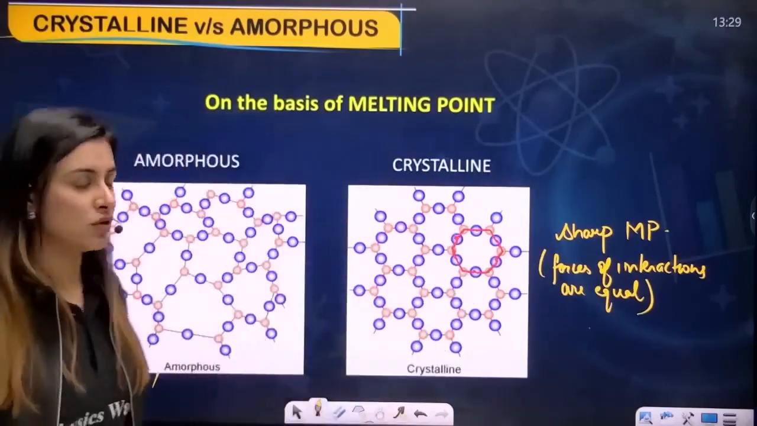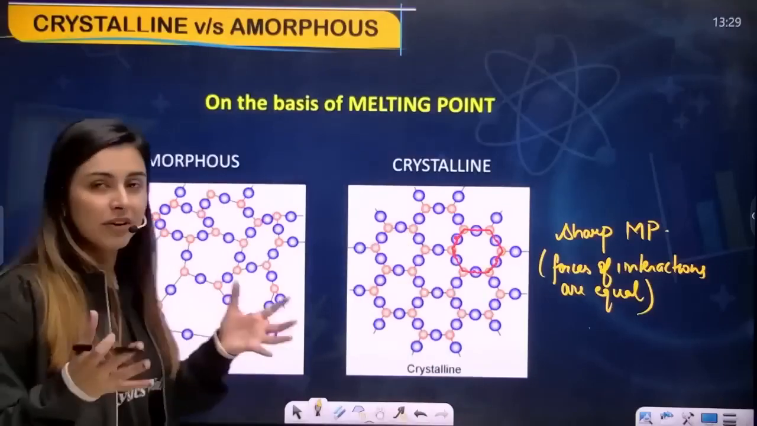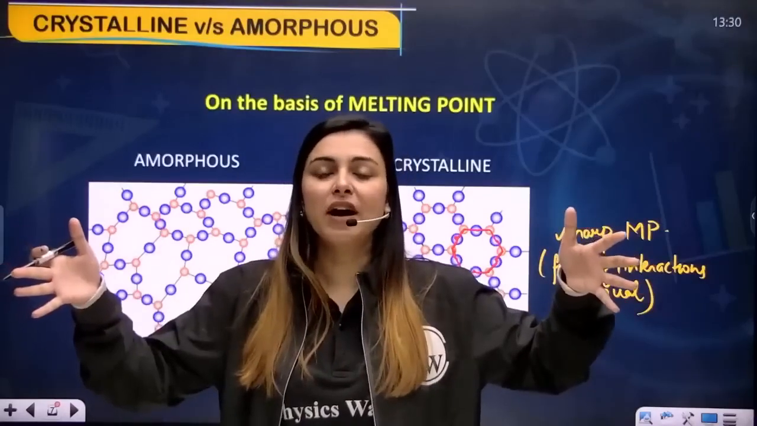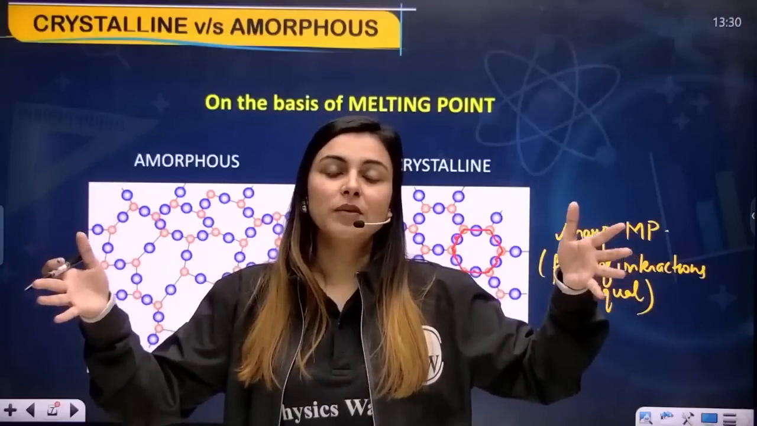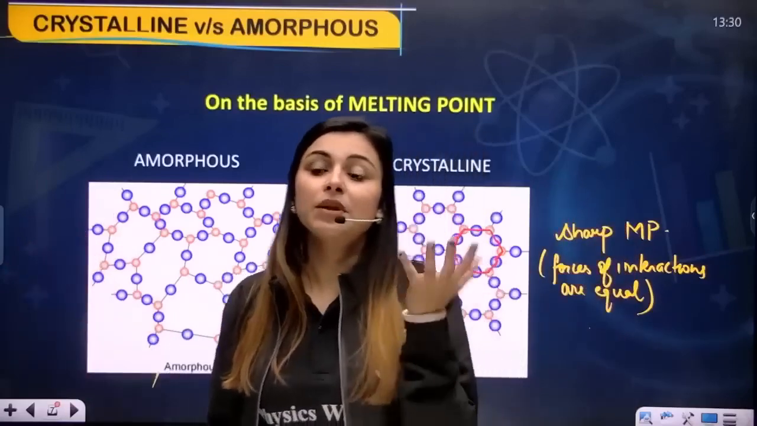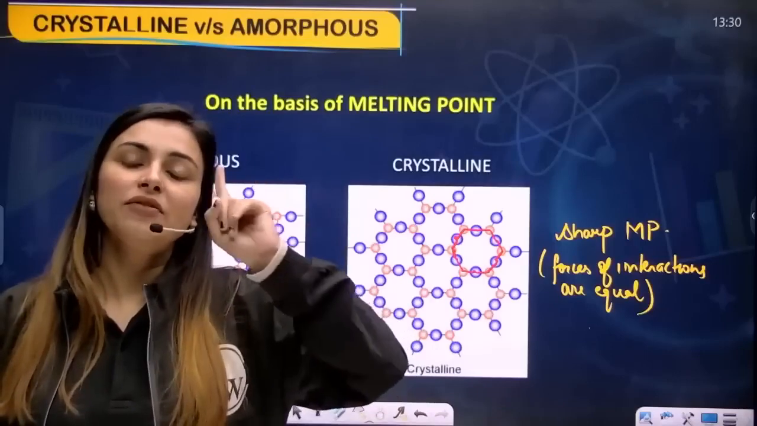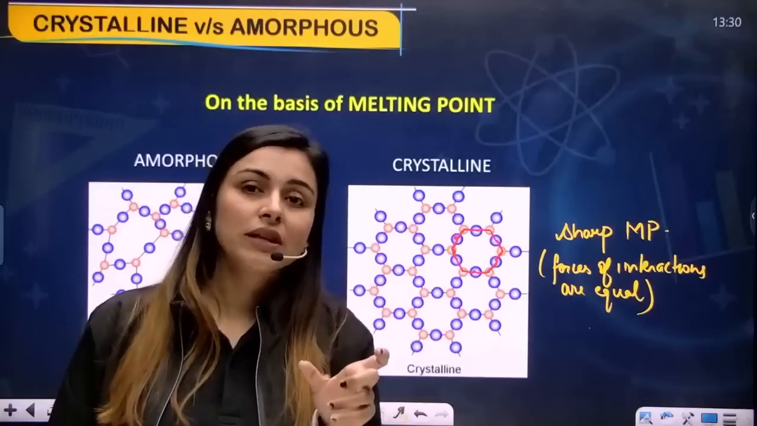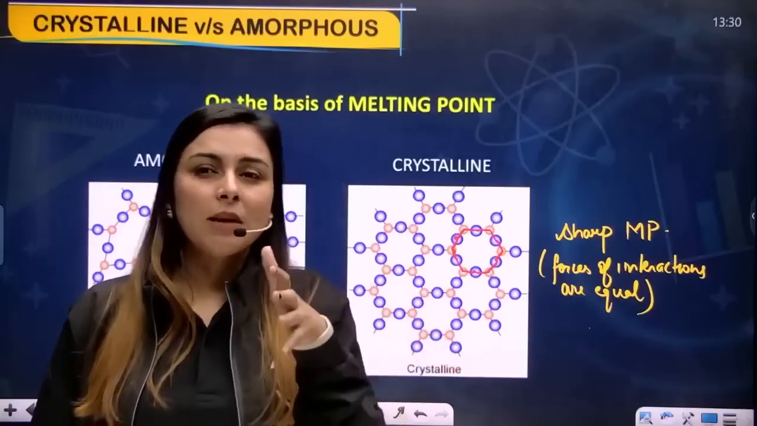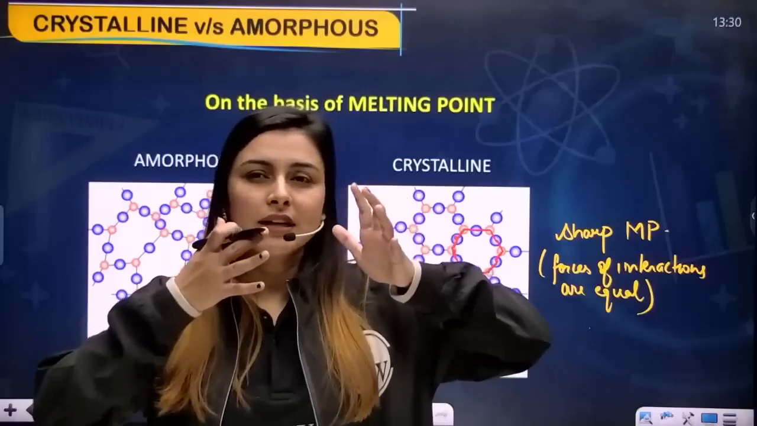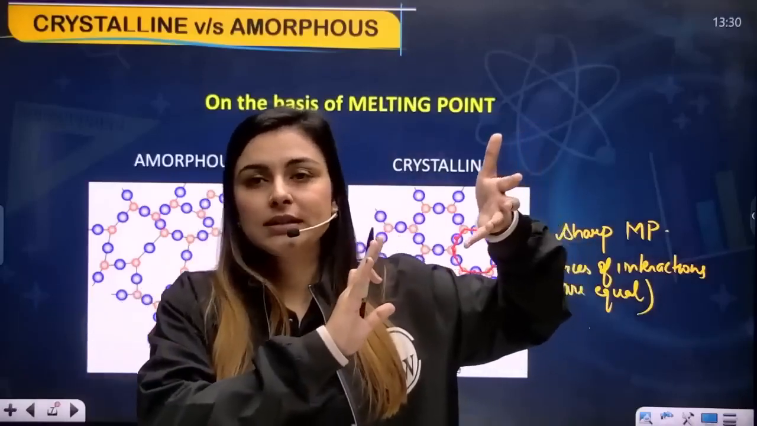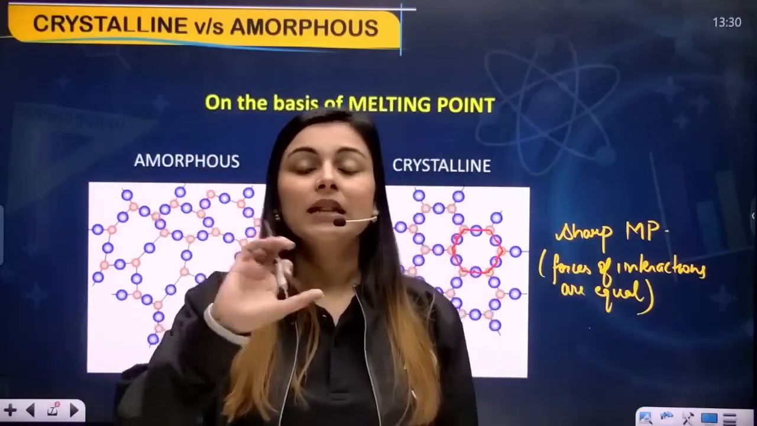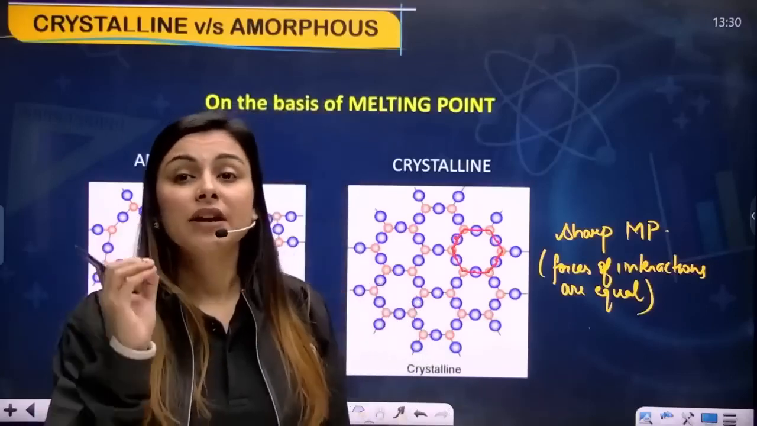Now let's come to the amorphous solid. If you see, for an amorphous solid, somewhere the particles are very close to each other, so their forces of interaction will be very strong. Somewhere the particles are far apart from each other, so their forces of interaction will be very weak. Now if we try to increase the temperature and melt them, they'll not melt at one fixed temperature, because the strength of forces of interactions are not equal. They'll actually melt over a range of temperature. Some will melt at 300 degrees Celsius, some will melt at 302 degrees Celsius, some will melt at 301 degrees Celsius. So there is no sharp melting point because the interactions vary.